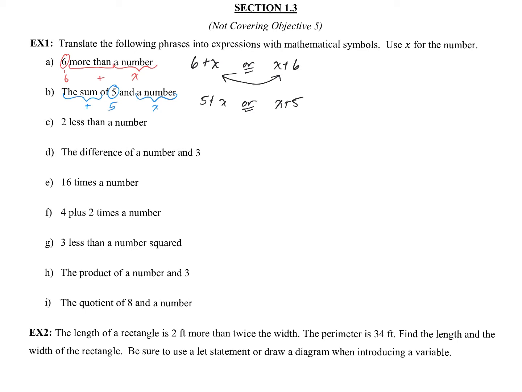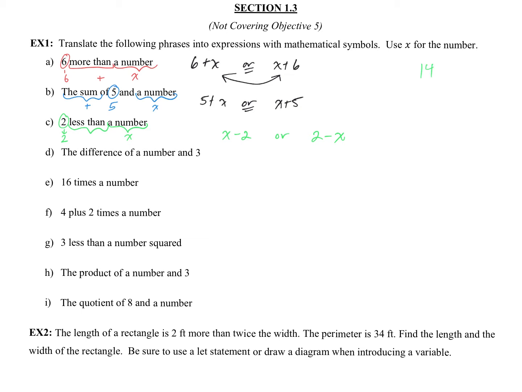Let's take a look at C. 2 less than a number. Okay, well we know a number is x. 2 is already a math symbol, that's 2. What does less than mean? 2 less than a number. I have two thoughts. It's either x minus 2 or it's 2 minus x. Which one do you think it is? Let's translate this into something else.